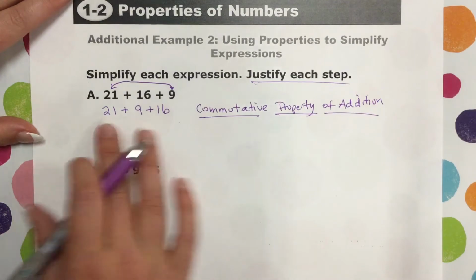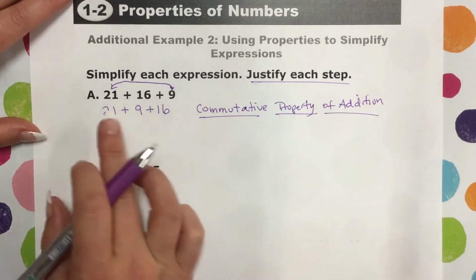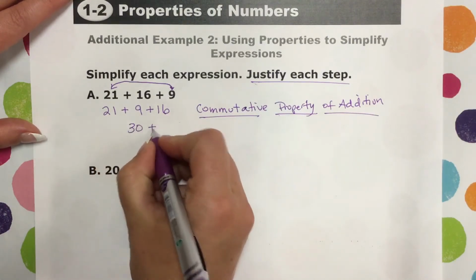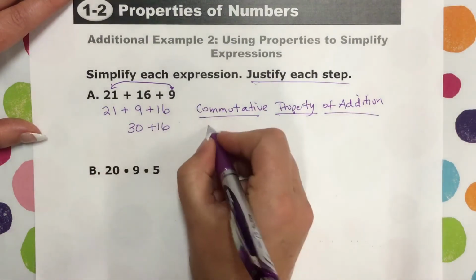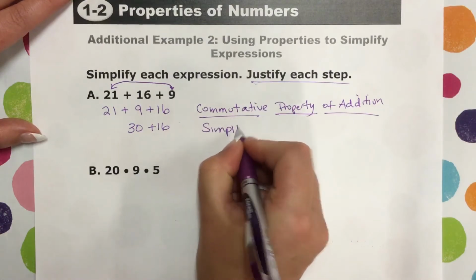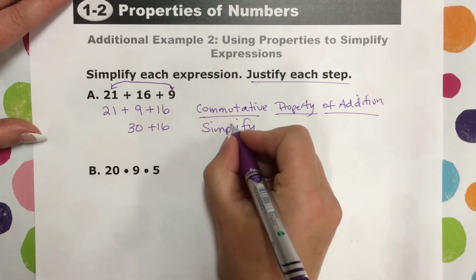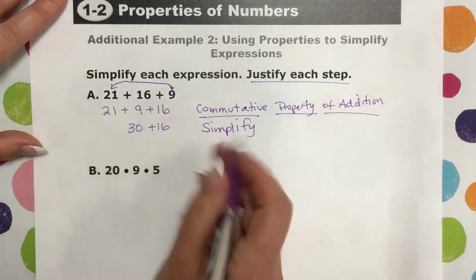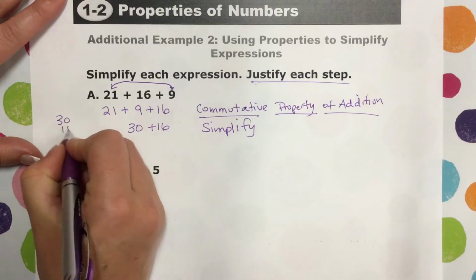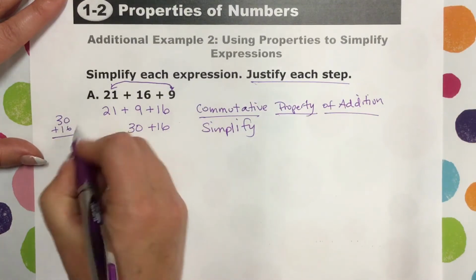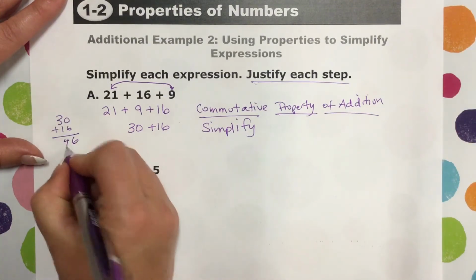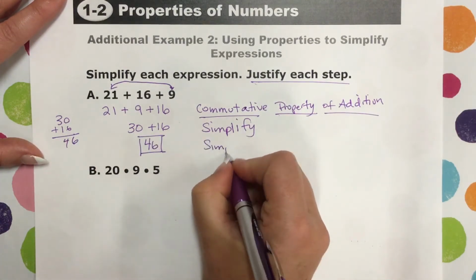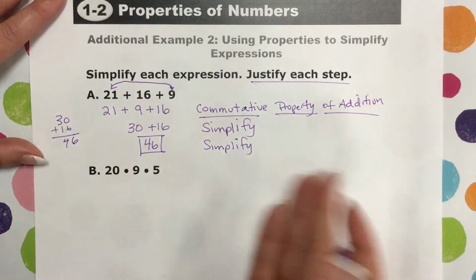So from there, now I'm just going to add from left to right. So 21 plus 9, that is 30 plus 16. Well, why can you do that? Well, I can do that because I'm simplifying. And then we're just going to go 30 plus 16. 30 plus 16 is 0 plus 6 is 6, 3 plus 1 is 4, 46. And again, why was I able to do that? Well, because I simplified again. Simplify. So those are the reasons.